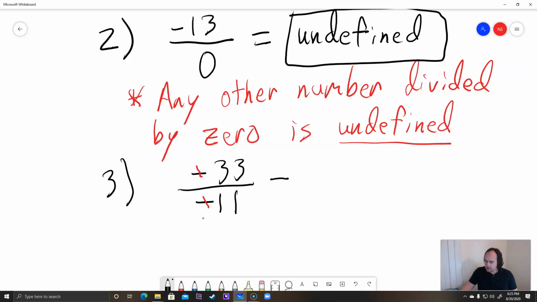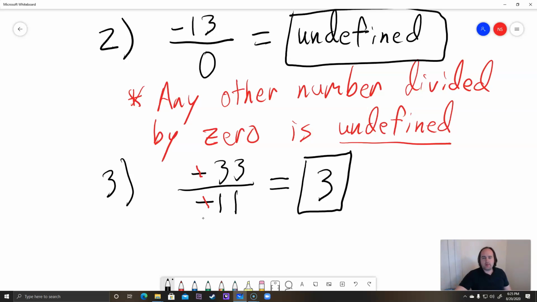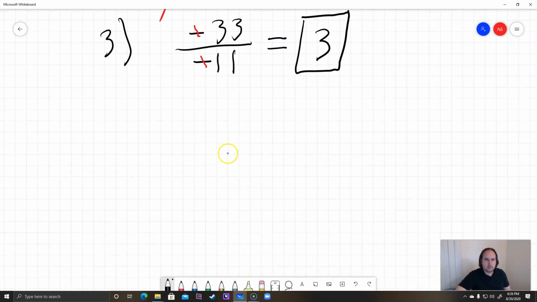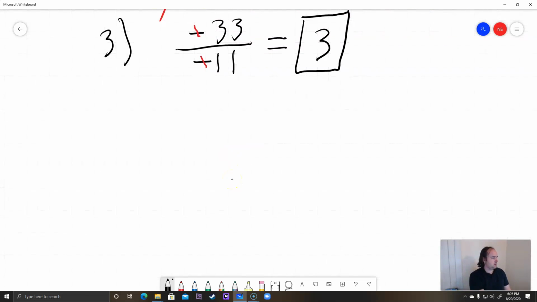Okay, so we're just going to be doing 33 divided by 11, and 33 divided by 11 is 3, just using your times tables or a calculator, because we know that 11 times 3 is 33. So our answer is just positive 3. Okay, so multiplying or dividing, if you have 2 minuses, they always cancel out and become plus. Okay. All right, cool.